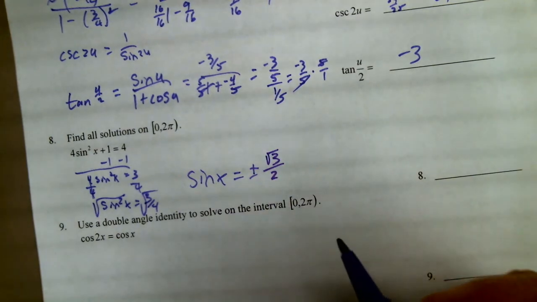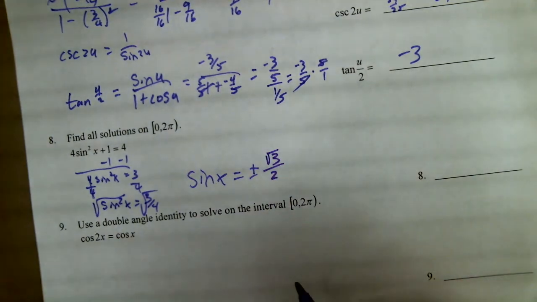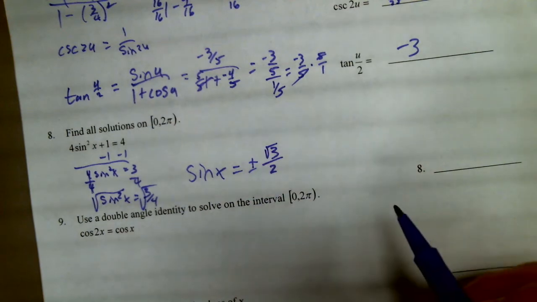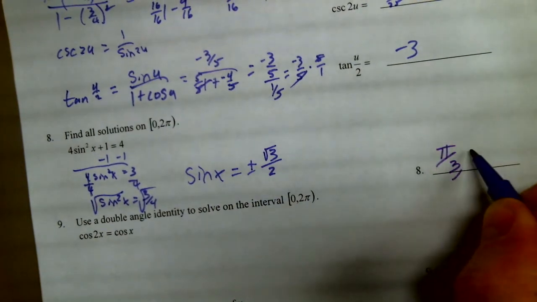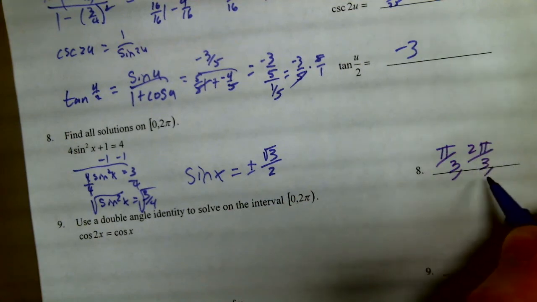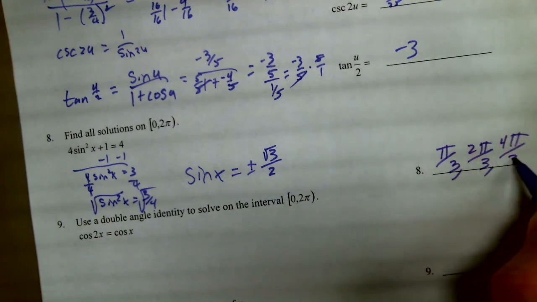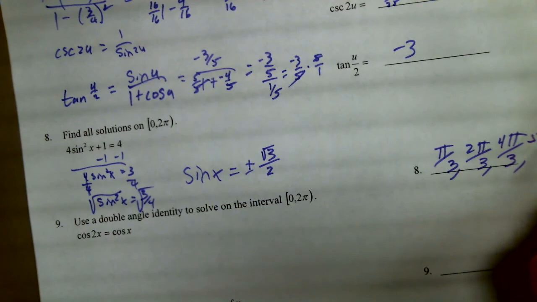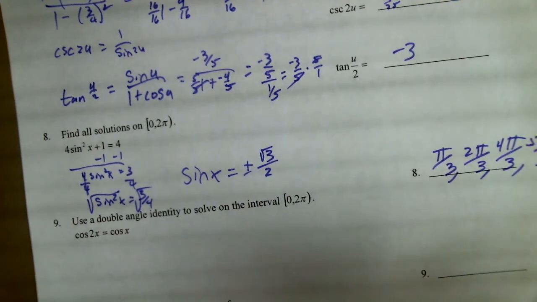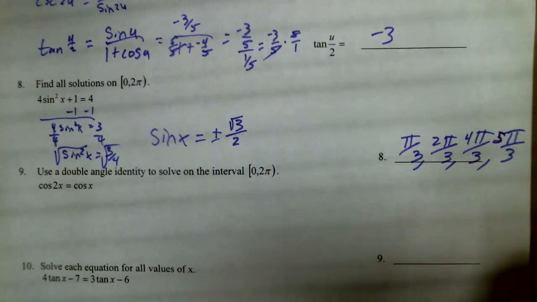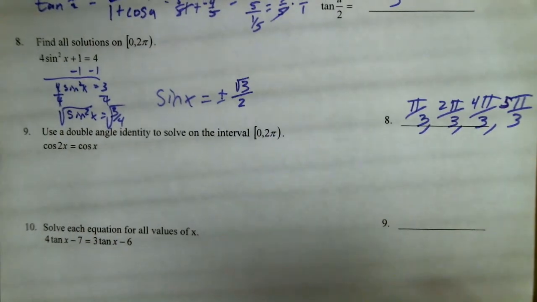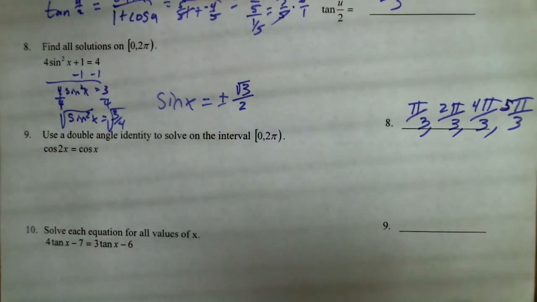If I go to my unit circle and look where the sine is equal to plus or minus, I should be getting 4 answers here. And I get pi over 3, 2 pi over 3, 4 pi over 3, and 5 pi over 3.